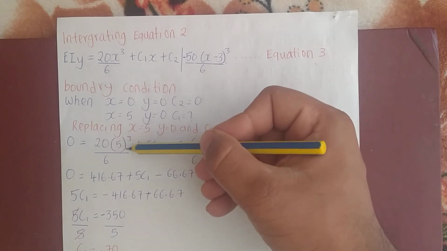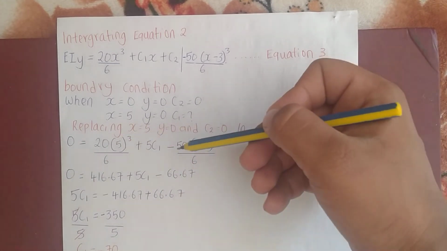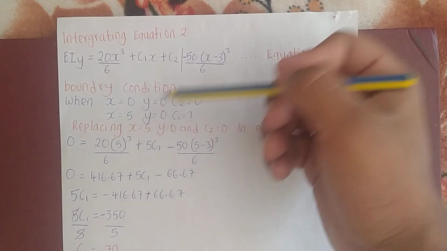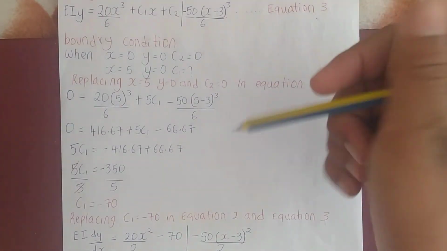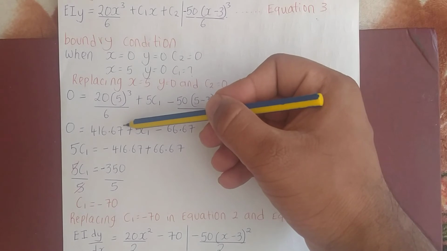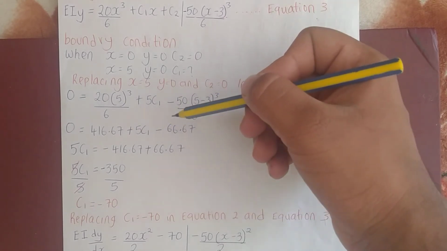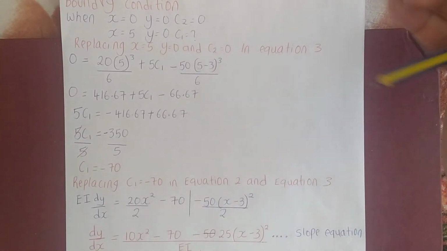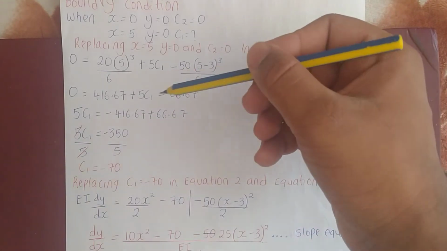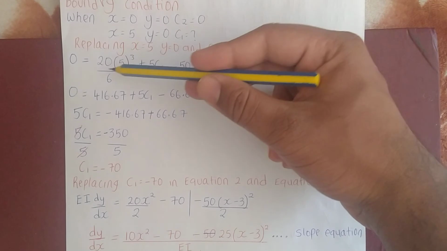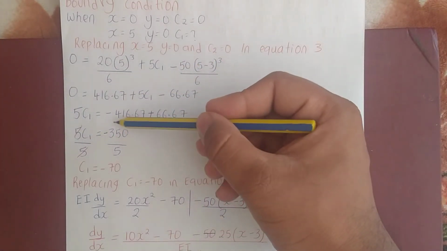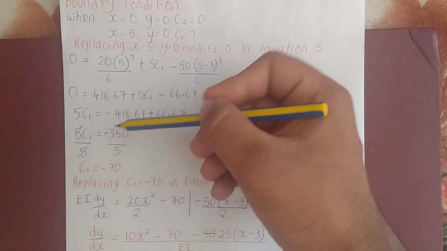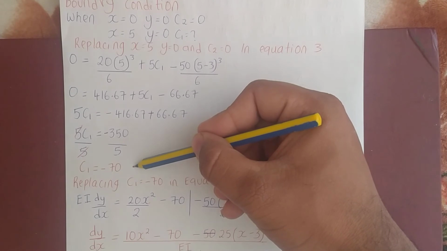I'll get 0 is equal to 20 into 5 cubed all over 6 plus 5c1 minus 50 into 5 minus 3 cubed all over 6. And then when you calculate this, you'll get 416.67 plus 5c1 minus 66.67. And then I want to find the value of c1. So this will cross to the other side, also this one will cross. So when they cross, I have 5c1 is equal to minus 416.67 plus 66.67. And then when I divide all over by 5, I get c1 as negative 70.